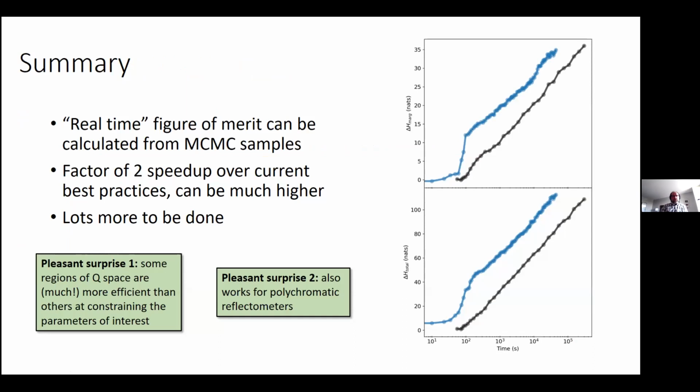Just to wrap up then, in summary, you can calculate a real-time figure of merit from the Markov chain Monte Carlo analysis. You get at least a factor of 2 speed up over current best practices, and it can be much higher than that. I think there's a lot of space here to work on this. And then 2 pleasant surprises. Some regions of Q space are much more efficient than others at constraining the parameters of interest. This turns out to be true, which is really nice. And the other pleasant surprise that I think was not obvious going into this is that it also works for polychromatic reflectometry, so I would imagine for time of flight instruments and certainly on CANDOR.